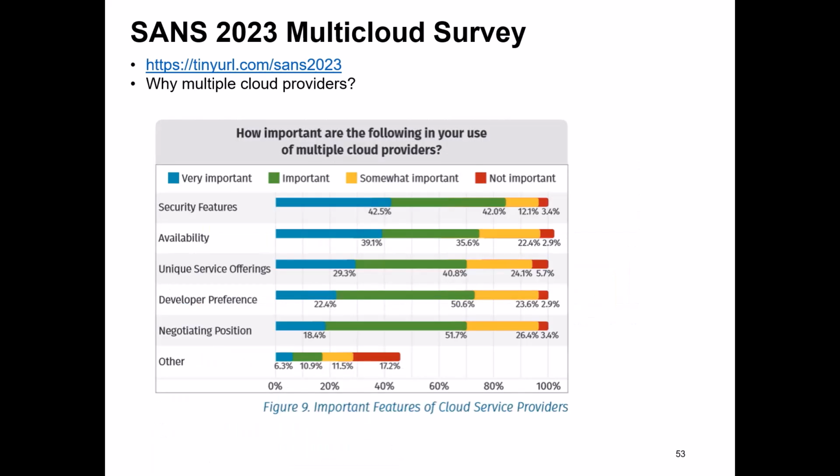It was interesting that they actually asked them why did they go with multiple cloud providers. And there were a number of reasons, but the first one was security features and then availability. Unique service offerings was next. Some of them looked at what their developers preferred. Some of them looked at how good they could do with negotiating and so on. So this is a good survey to go and look at because you can see whether or not it matches up with what your thoughts are on how you're going to pick a cloud provider.